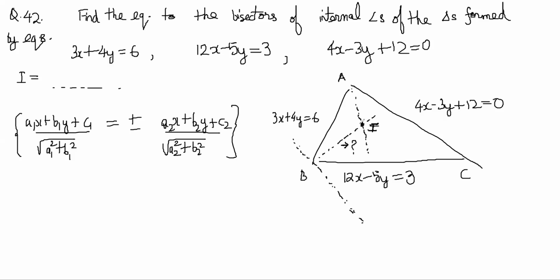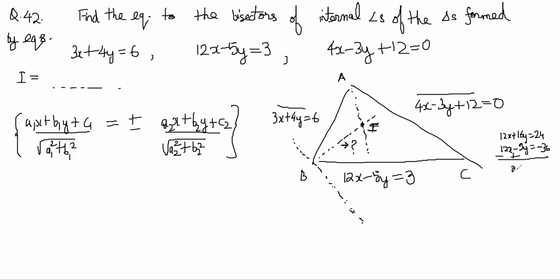So let's just do this question for a specific case. Let's first find a point. A is the intersection of this line and this line. If you solve it by multiplying by 3 and 4, this will become 12x plus 16y is equal to 24, and this will become 12x minus 9y is equal to minus 36. And then you subtract.